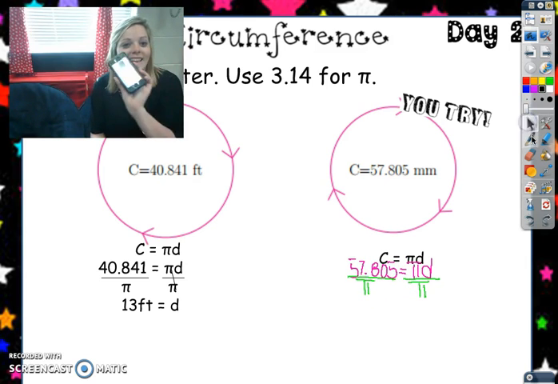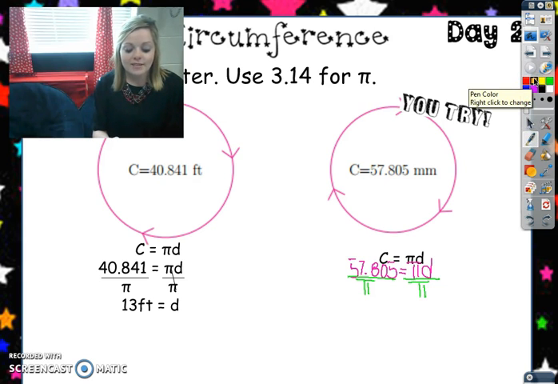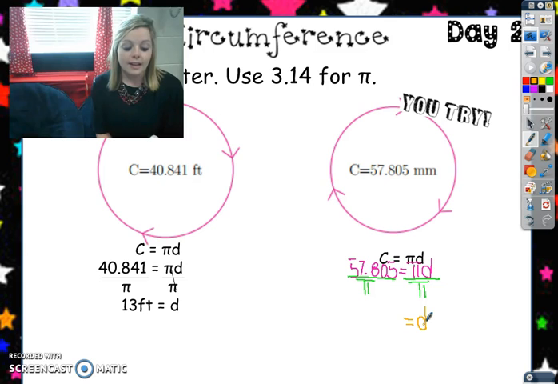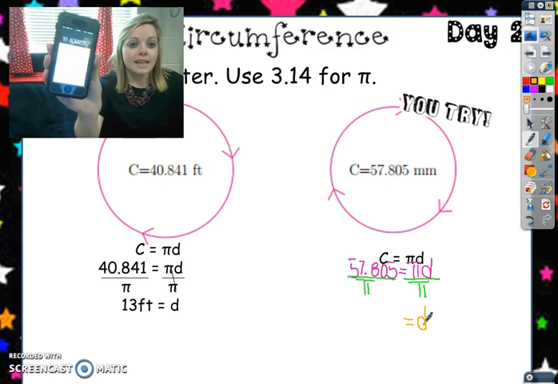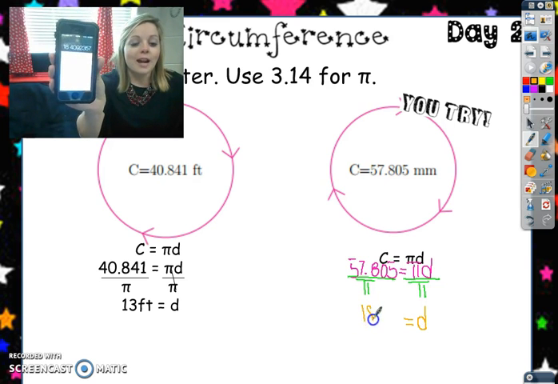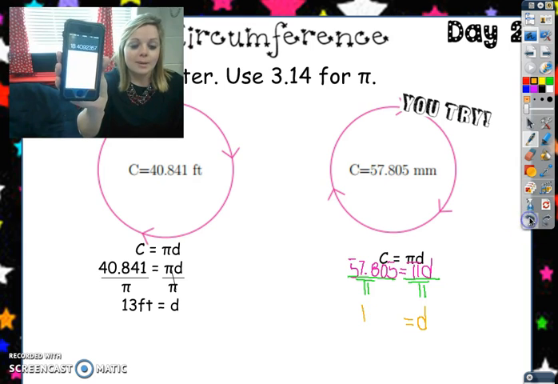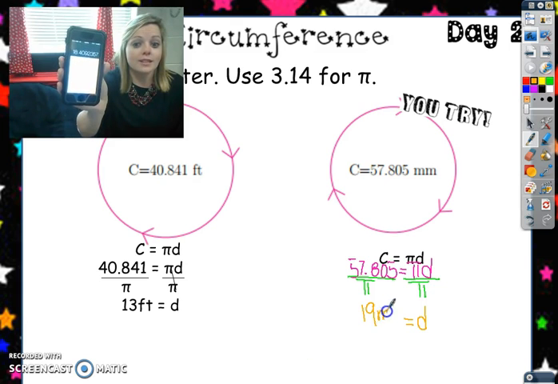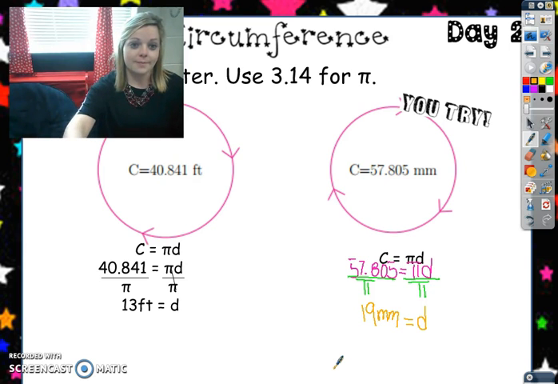So with our handy-dandy calculator, we're going to put 57.805, and we're going to divide by 3.14. In the calculator, I'm seeing 18.409, and then we're going to round that again to the nearest whole number just to keep it the same. If it's not listed, we recommend rounding to the nearest hundredths place, but since we did the first question this way, we're going to round this to 19 millimeters to equal the diameter.